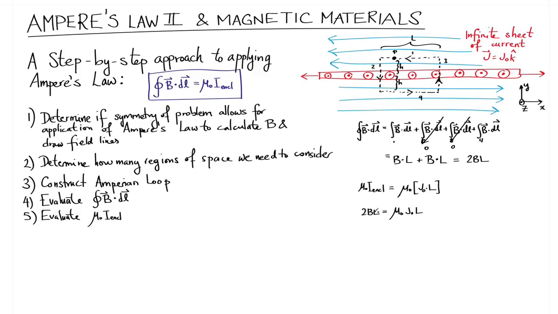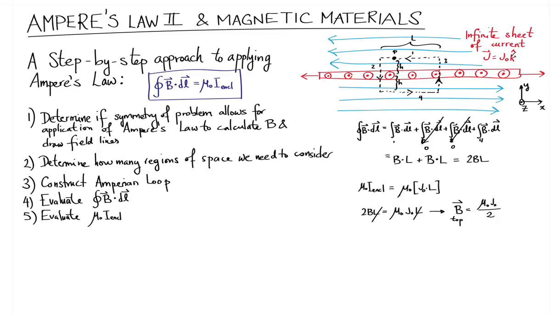So we're going to find that the L's cancel, which is good because the magnetic field should not depend on the length of some arbitrary Amperian loop that we've constructed. So then basically the magnitude of B is going to be equal to mu naught J naught over 2.